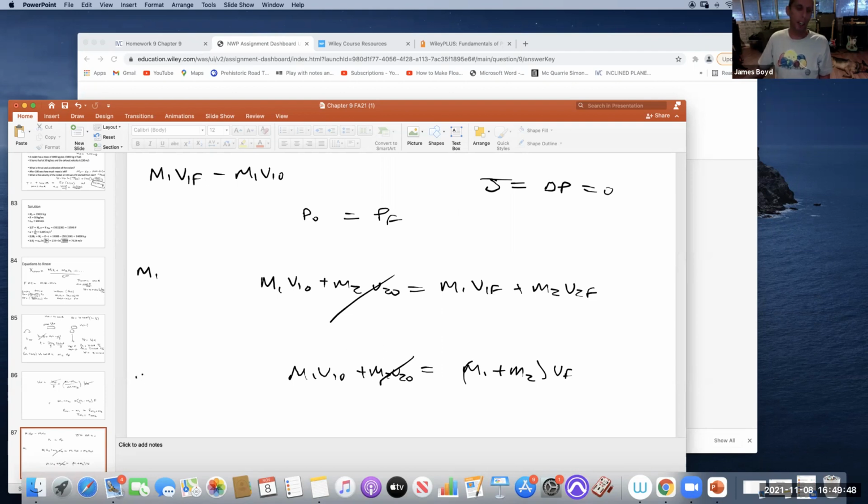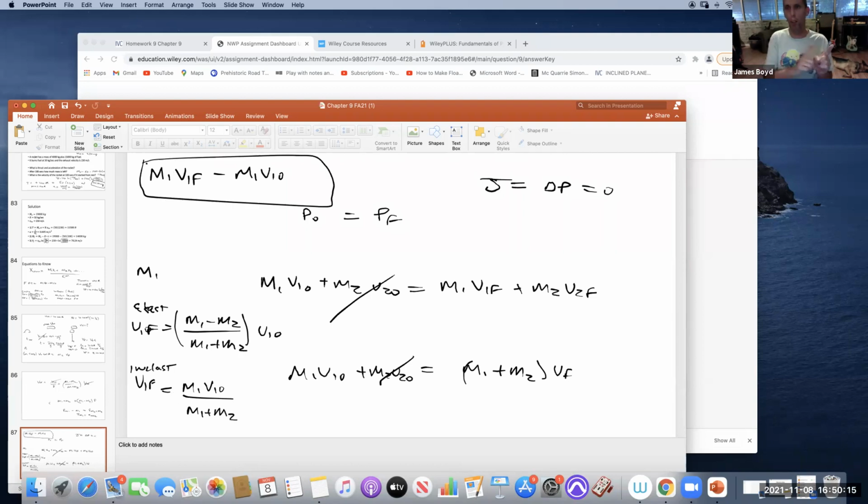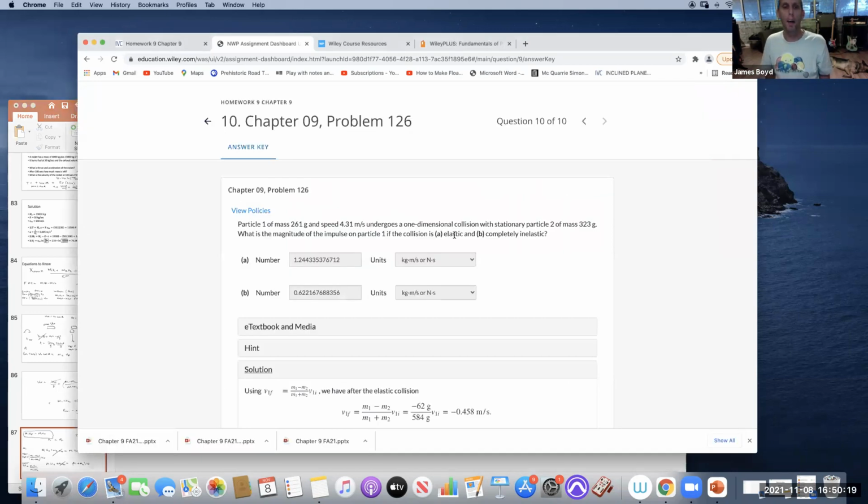So in elastic, V1 final is M1 minus M2 over M1 plus M2, times V1 initial, and in inelastic, V1 final is M1 V1 initial divided by M1 plus M2. So it just wants it for particle 1, not both of them. So the answer is not 0. And that's it. That's question 10.